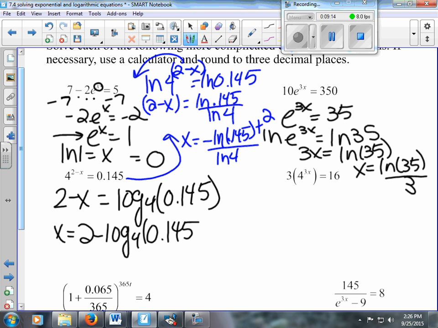This is the same thing as this answer, only with the change of base formula, and this can be typed into the TI-84. So if you have a TI-84, you have to at some point use the change of base formula in order to figure out the decimal answer.